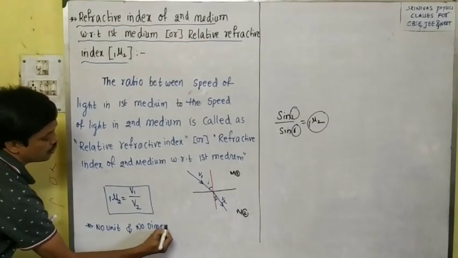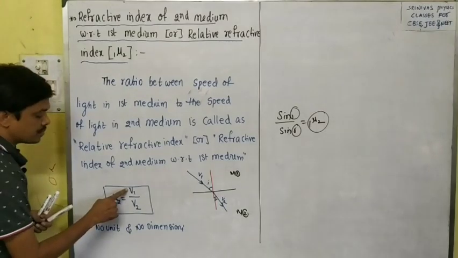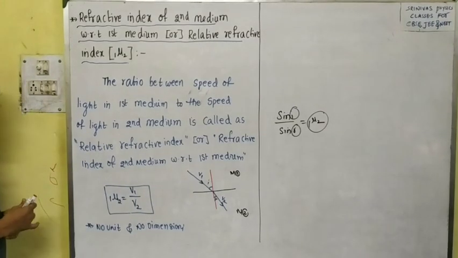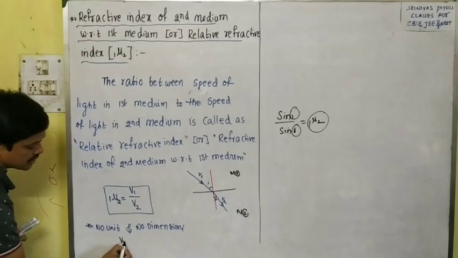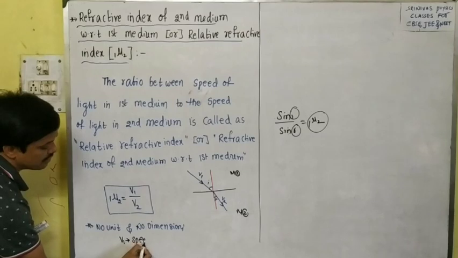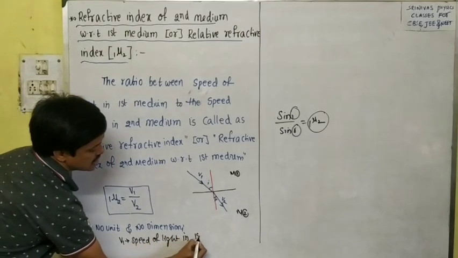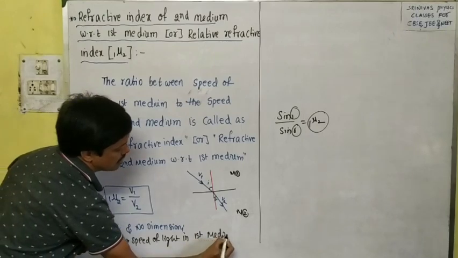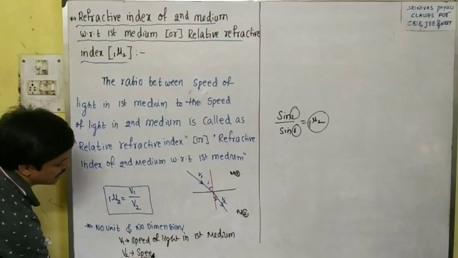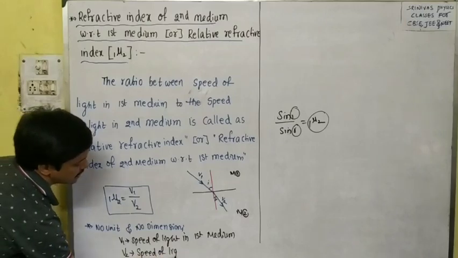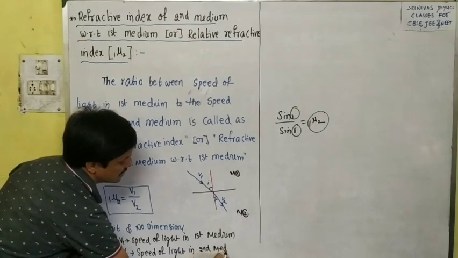Why no unit and no dimension? Because it does not have speed by speed, that's well, no dimensions and no unit. What is v1? Speed of light in first medium. What is v2? Speed of light in second medium. This is the definition, right?